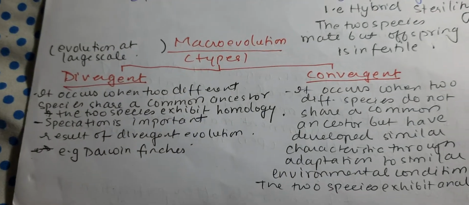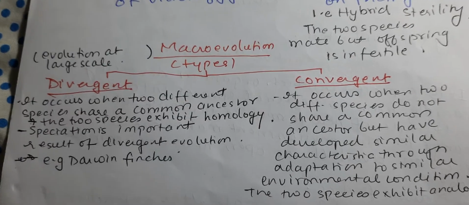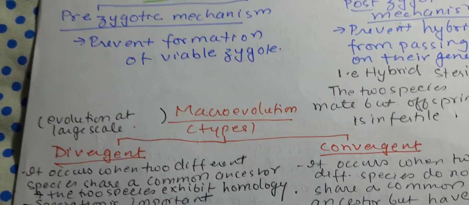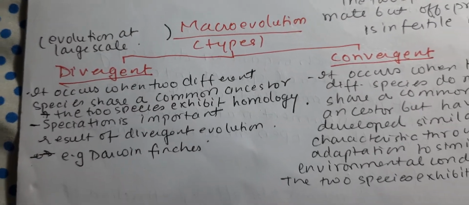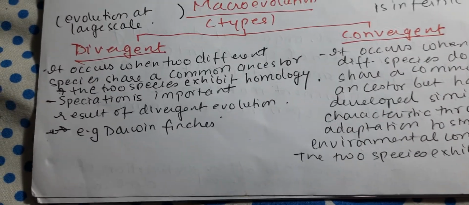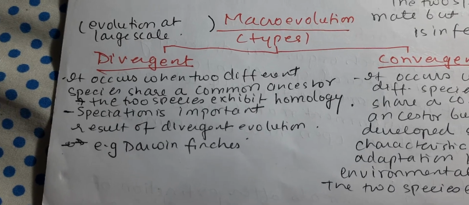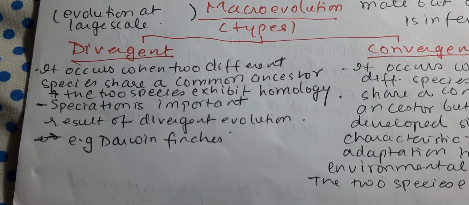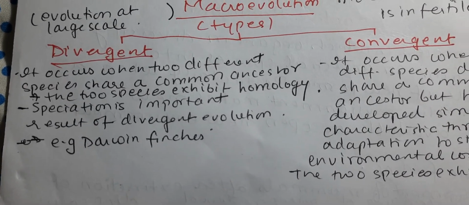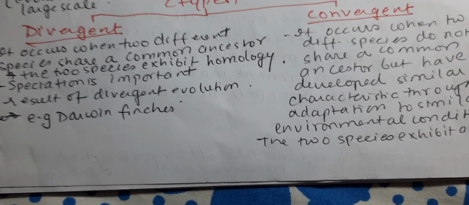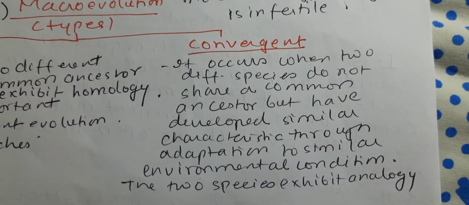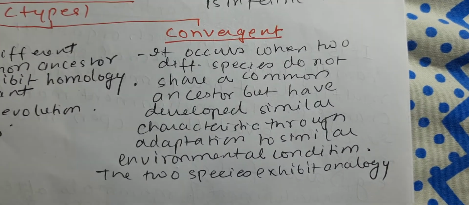Microevolution, the types are divergent and convergent. Evolution at large scale is called macroevolution, and at the small scale it is called microevolution. Divergent evolution occurs when two different species share a common ancestor, and the two species exhibit homology. Speciation is an important result of divergent evolution. Example, finches.